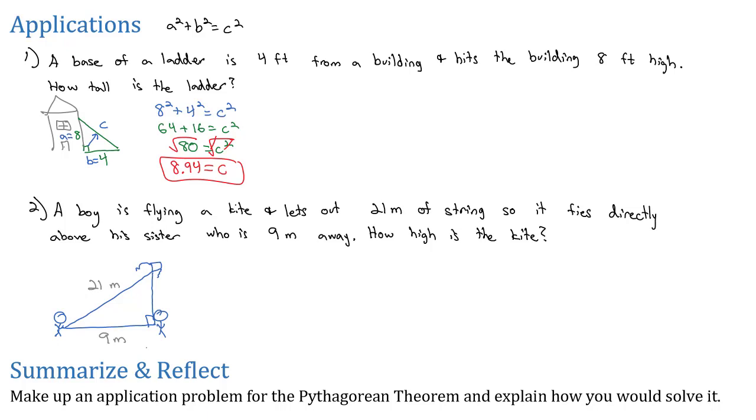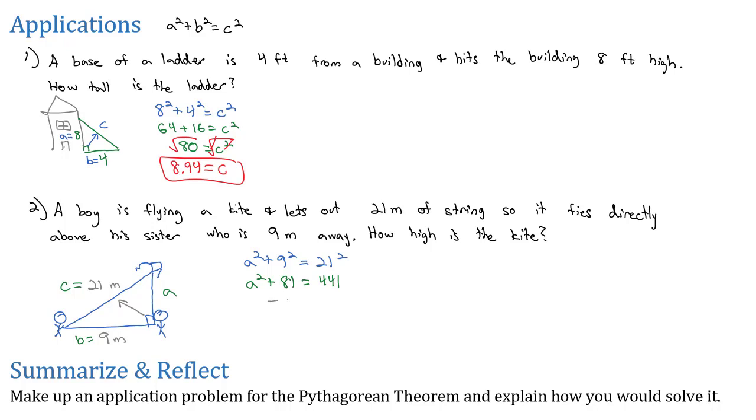The key to these application problems is drawing a good picture, labeling everything so we know what we're looking for. Notice the right angle is across from the 21, so that 21 must be the C. The other two are A and B in either order. And then we can just go to the Pythagorean theorem. A squared plus b, which is 9 squared, equals c, which is 21 squared. Well, we can't do a squared, but 9 squared is 81, and 21 squared is 441.